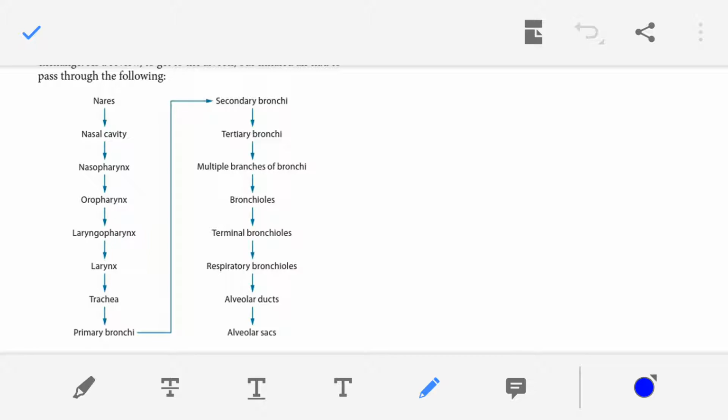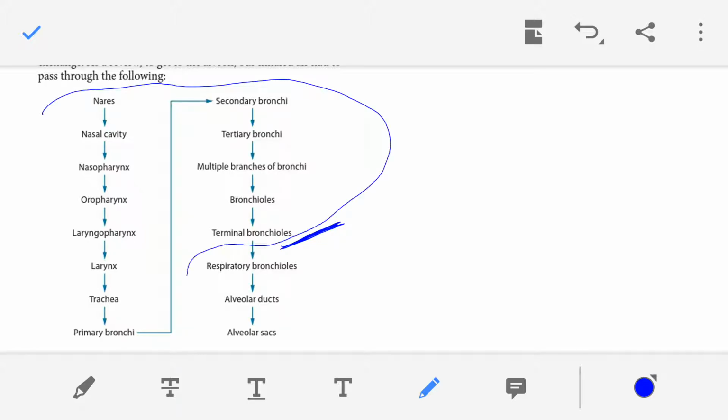And one more thing, we know that from the trachea various branches arise. For example, the left and right primary main bronchi, then the secondary bronchi or the lobar bronchi, then the tertiary, and then all these branches.